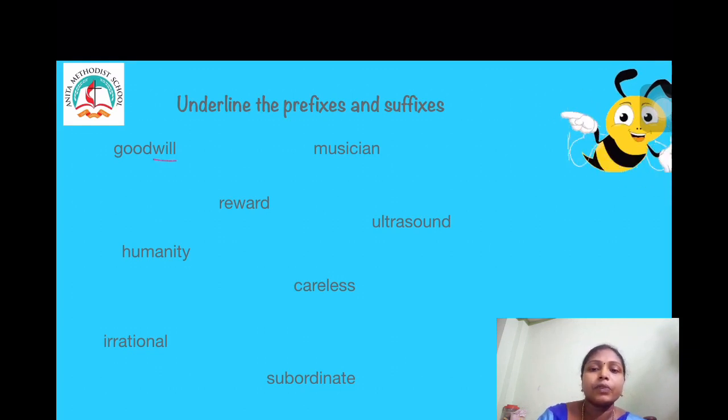The first word, goodwill. Can someone tell me, is will the prefix or suffix? It's a suffix. Yes, very good, because will is a group of letters that comes at the end of the word, so it is called a suffix. The next one is musician. Again, IAN comes at the end of the word, so it's a suffix. The next one is reward. Can you see RE comes at the beginning of the word? So it is a prefix.